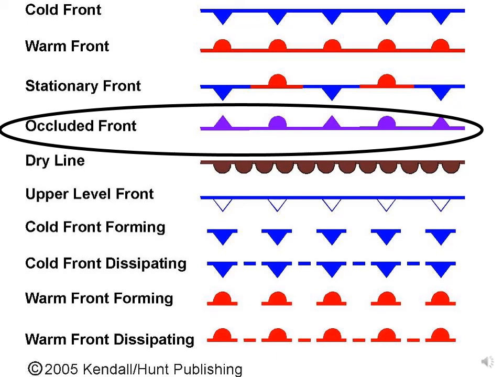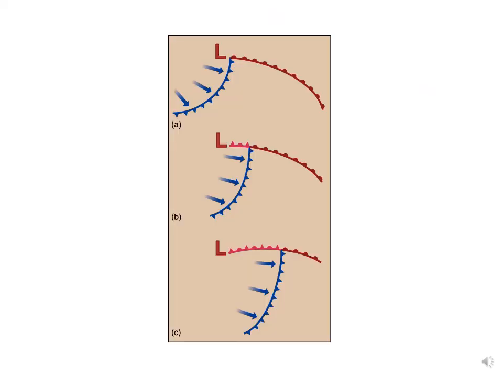So we've already talked about cold fronts, warm fronts, and stationary fronts, and now we're going to start looking at an occluded front, which is actually quite a bit more complex. So here we have a time series of a frontal system. At the top panel we have a cold front and a warm front that are connected near the center of the low pressure zone.